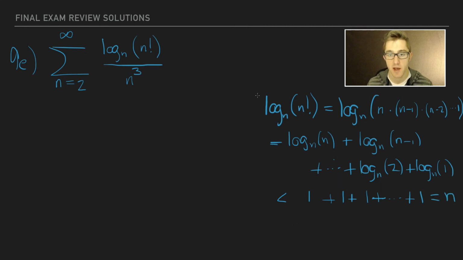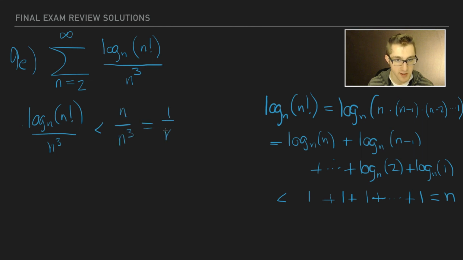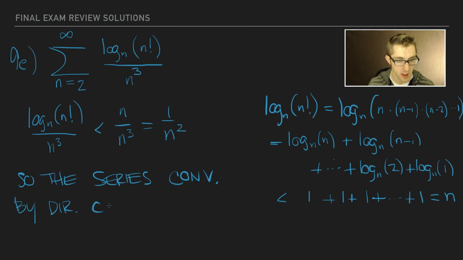So what I've shown is that the log base n of n factorial is less than n, meaning the log base n of n factorial divided by n cubed is less than n over n cubed, which is 1 over n squared. The comparison was more complicated, but just like in the first one, our series converges because it is less than the sum of 1 over n squared. So the series converges by direct comparison to the sum of 1 over n squared.